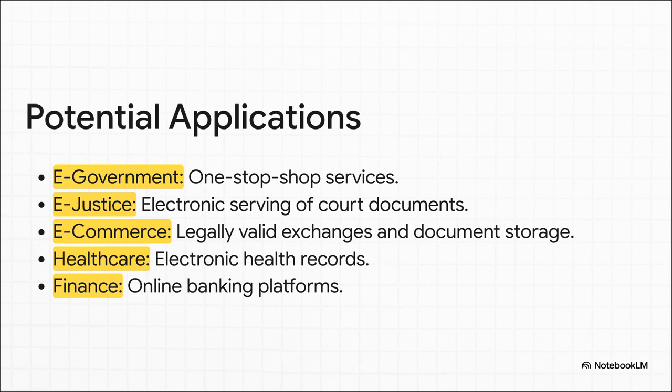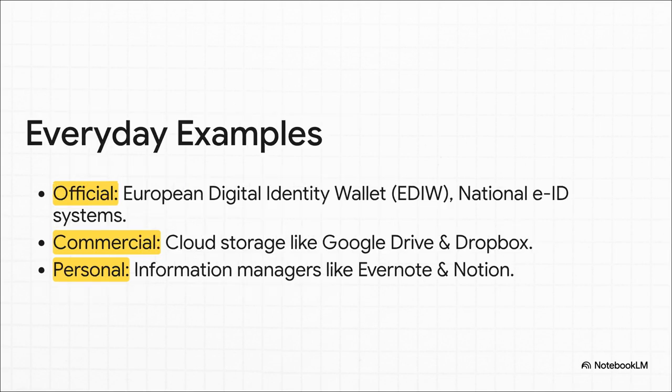And this star-shaped model has huge potential in so many areas. In e-government, it makes one-stop-shop services a reality. In the legal world, it's great for serving court documents electronically. We're also seeing it pop up in e-commerce, healthcare for managing health records, and even in finance. The impact is going to be broad. You might even be using systems that work like this already and not even realize it. Officially, you have things like the European Digital Identity Wallet. Commercially, cloud storage services like Google Drive or Dropbox are basically personal environments for your files. And on a personal level, apps like Evernote or Notion help you organize your own digital world.